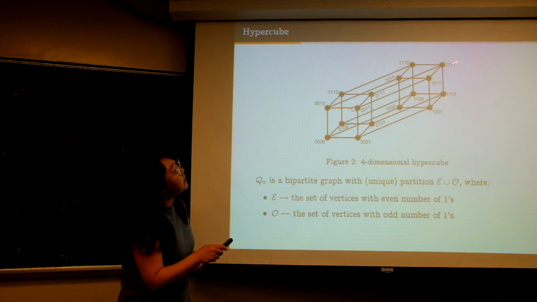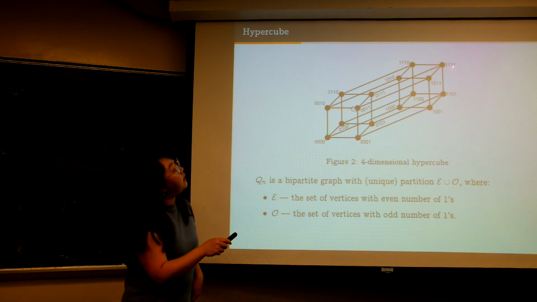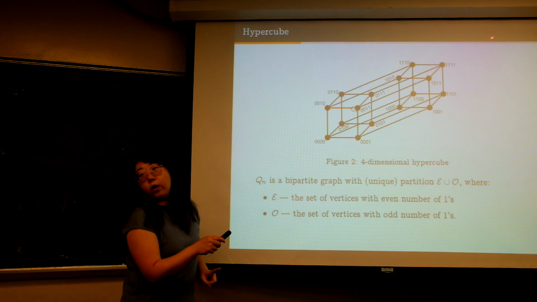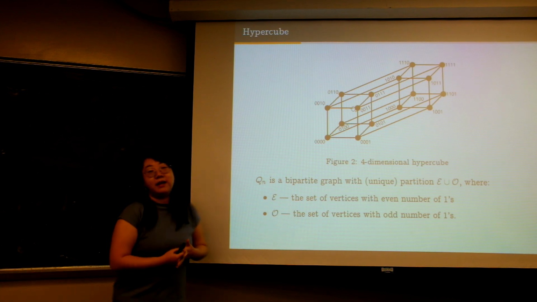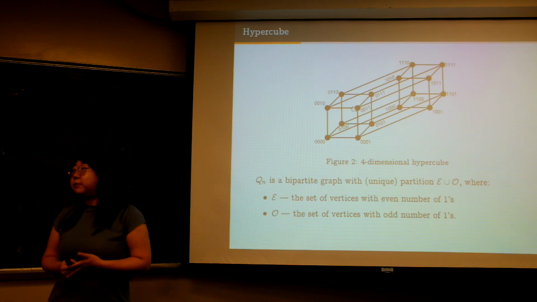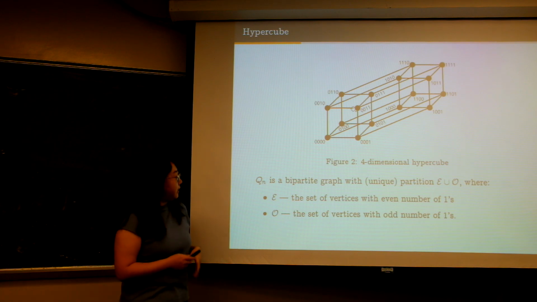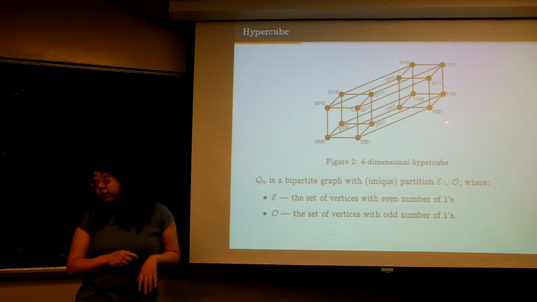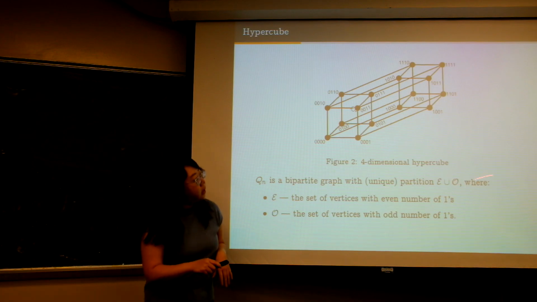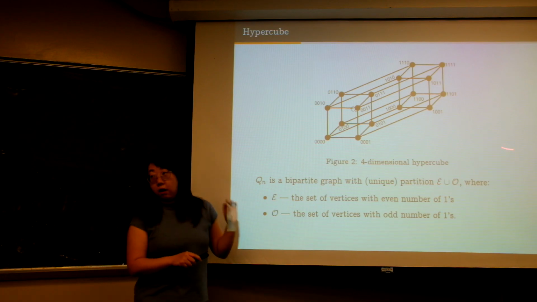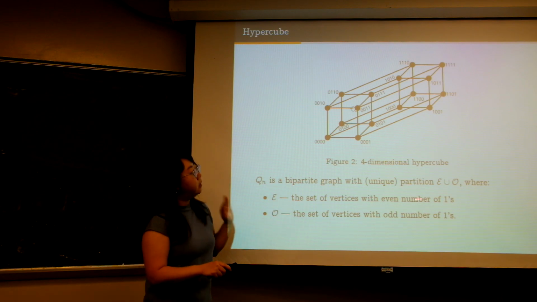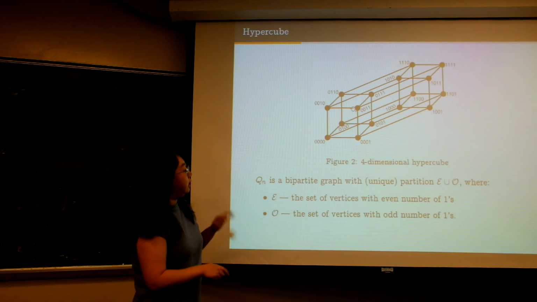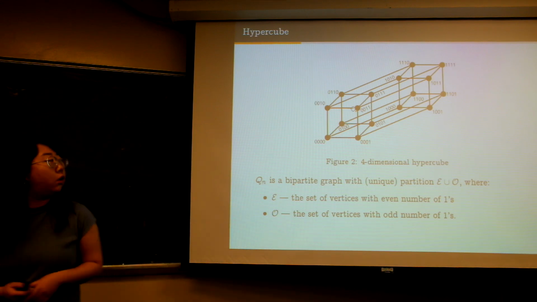You will see each node is a 0-1 string of length 4. You can also check that here is an edge, because they differ at exactly one coordinate, the last coordinate. The hypercube is a graph with a lot of nice properties. One of the most basic properties is that it is a bipartite graph, and it has a unique bipartition, which we call the even set and the odd set. The way we define it is that the even set is the set of all vertices with an even number of 1s, and similarly for the odd set. So that's the hypercube.